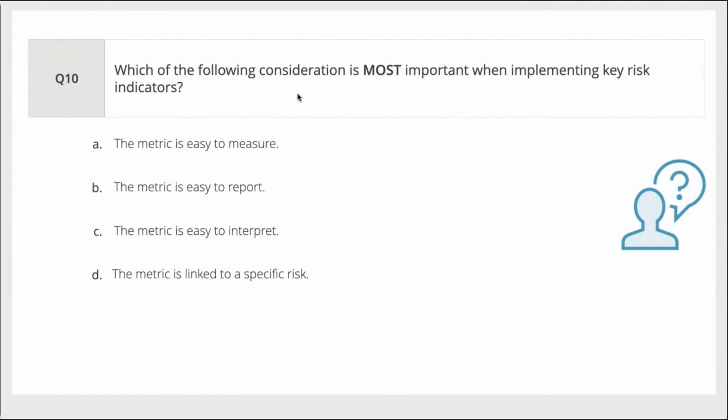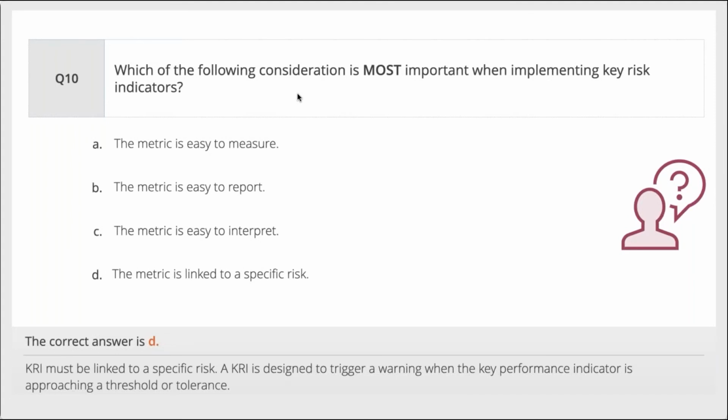All right, the answer is that a metric is linked to a specific risk. So KRI is very important. It's linked to a particular risk only. That's the most important thing here.